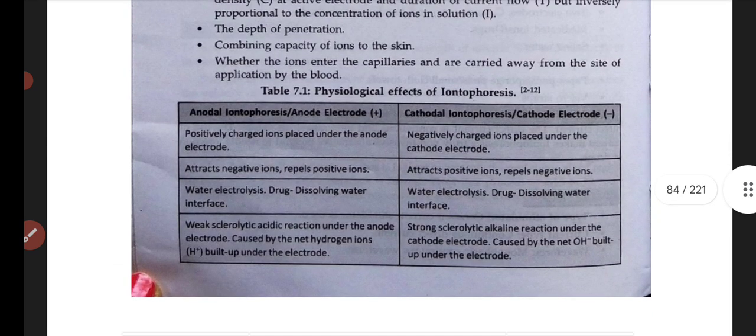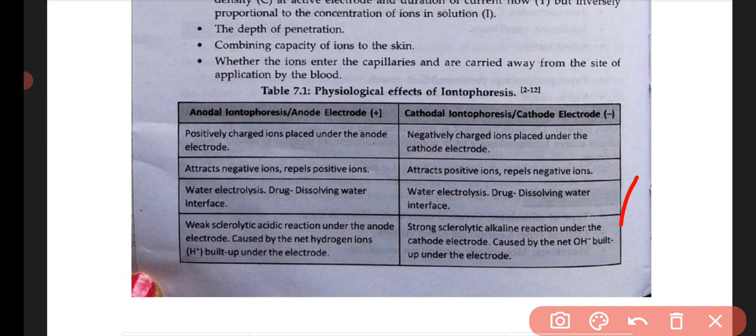Just the opposite will be the cathodal iontophoresis. In anodal, the positively charged ion is placed under the anode electrode, whereas in cathodal, the negatively charged ion is placed under the cathode electrode. It attracts negative ions, it attracts positive ions; it repels positive ions, it repels negative ions. Water electrolysis, here also water electrolysis. A drug dissolving water interface, here also a drug dissolving water interface. Weak sclerolytic acidic reaction, strong sclerolytic alkaline reaction.